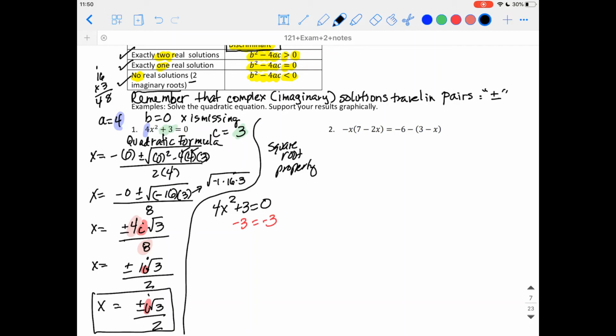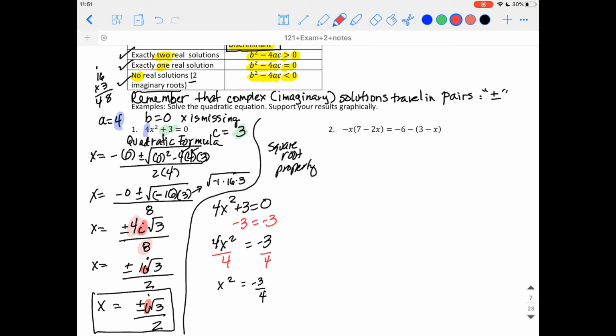Sorry about that background noise. And then I have 4x squared is going to be equal to 0 minus 3, which is negative 3. And then I'm going to divide by 4, because I'm multiplying by 4. So I'm going to be left with x squared is equal to negative 3/4.